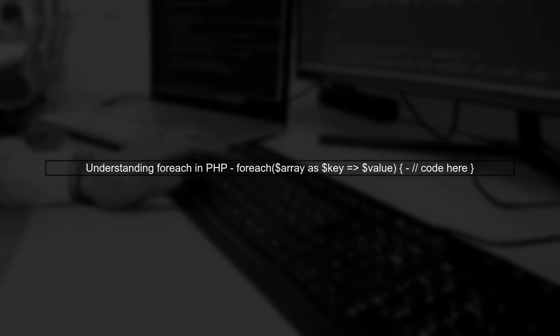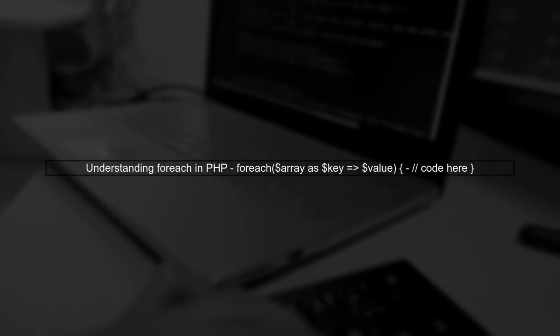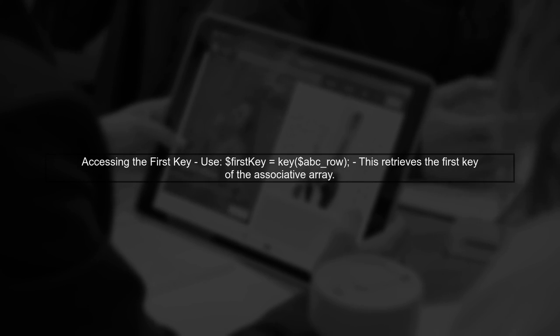To return the first key from an associative array in a foreach loop, we need to understand how the foreach structure works in PHP. In your case, you want to return the first key from the results of a database query. Instead of using a nested foreach, we can directly access the first element of the array.